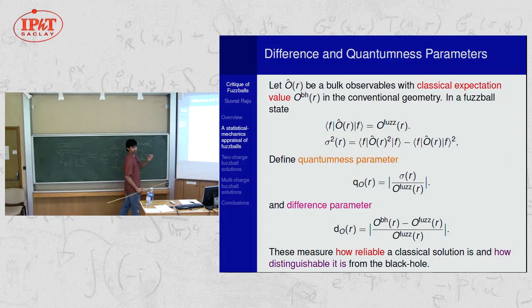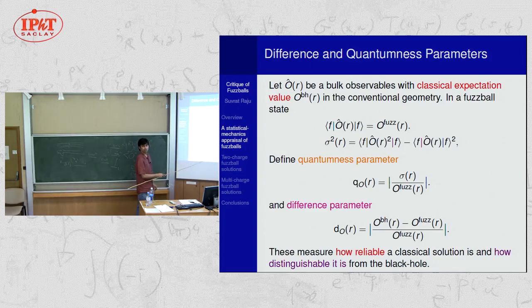Now, what do these two parameters measure? What's the significance of these parameters? This parameter Q tells you how reliable a classical solution is. If the square of the expectation value is not the same as the expectation value of the square, then you should really not be using classical equations of motion to solve this system. So if you want the classical solution to be reliable, then in the coherent state you constructed, Q_O had better be parametrically small. On the other hand, if you want your solution to be interesting, to be distinguishable from the black hole, then D_O had better be large.